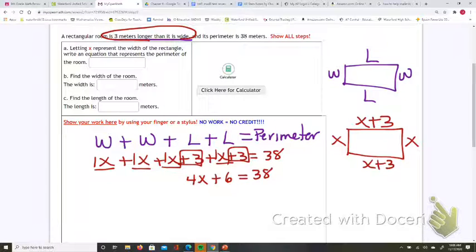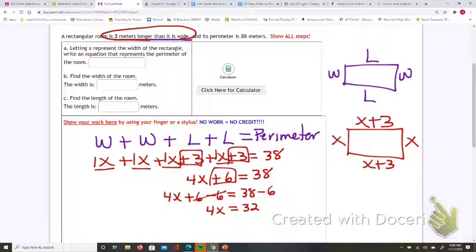So I find my x, and remember that the first step in solving is to undo the addition or subtraction. So I see a plus 6. Well, the inverse of adding is subtracting, so I'm going to do 4x plus 6 minus 6 equals 38 minus 6. Okay, 6 minus 6 is 0, so I cross it out, and I have 4x equals 38 minus 6, that's 32.